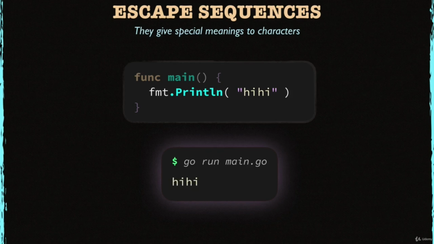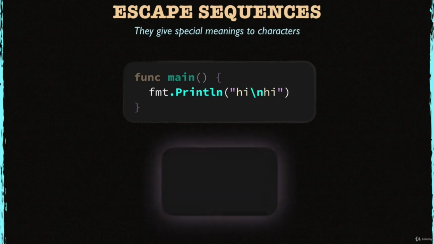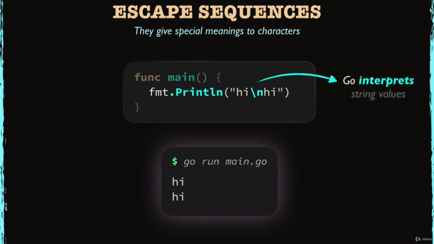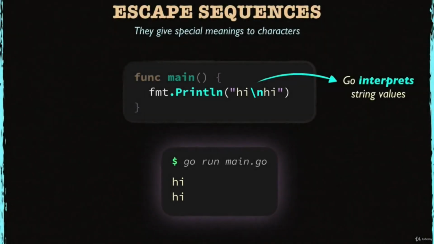Let's say that I want to print each hi here on a separate line. Now I'm going to add an escape sequence in between these words like this. As you can see, Go prints them on separate lines, right? This is because Go interprets string values and when it sees escape sequences, it prints them differently. Here, when it sees \n, it adds a new line after the first hi.